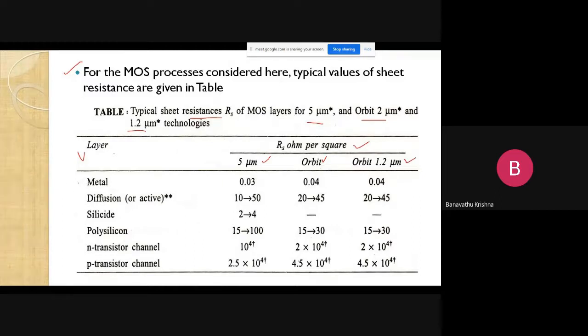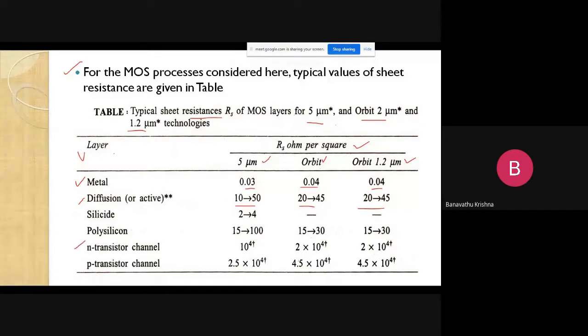Suppose I consider the layer as the metal layer. The resistance of metal in 5 micrometer technology is 0.03. In Orbit 2 micrometer technology, the resistance value for metal is 0.04. Similarly, in Orbit 1.2 micrometer technology, the resistance of metal is 0.04. And these are the diffusion layers or active layers, with resistance of 10 to 15, 20 to 45, and 20 to 45. So these are the different layers.